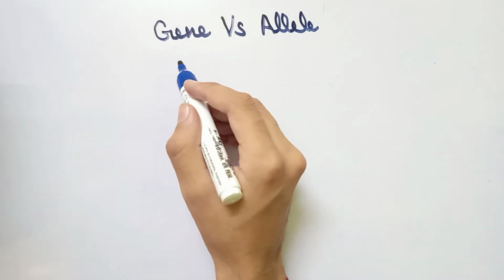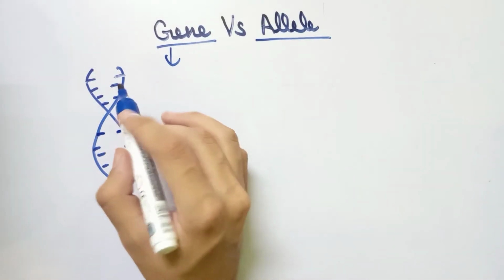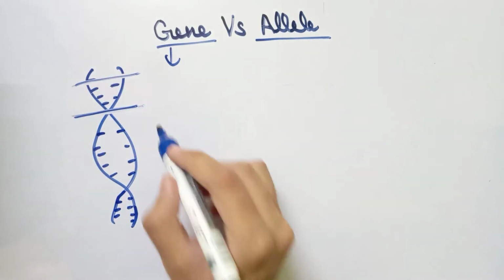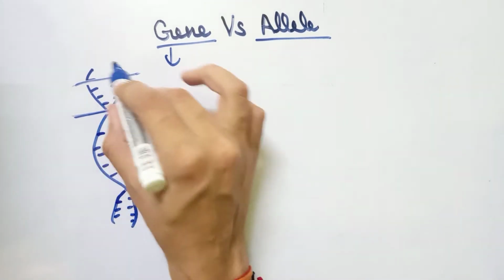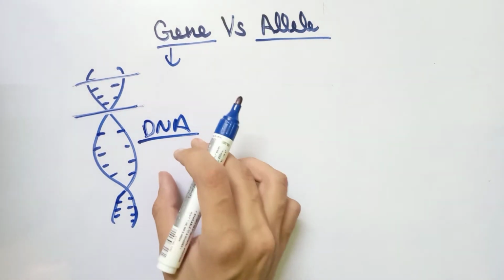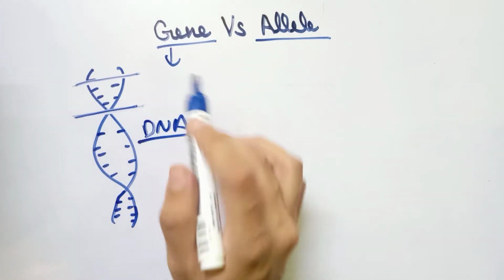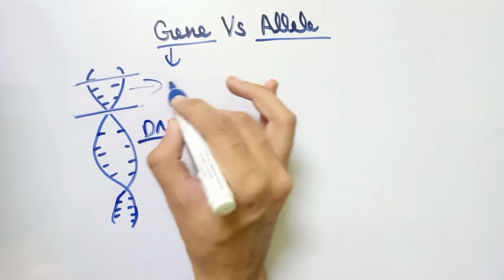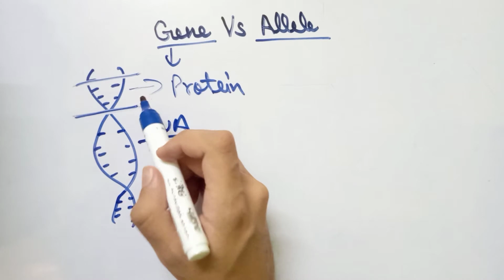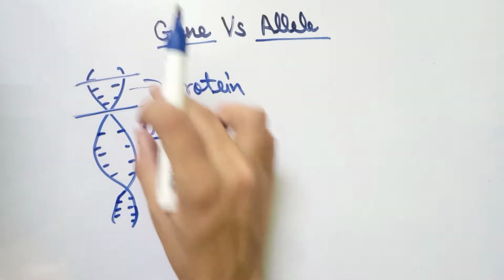Today we will discuss the difference between a gene and an allele. So basically, a gene is a part of a DNA. DNA is this double helical molecule, and you may know that DNA is also the genetic material of our body or the cell. The gene is basically a part of a DNA which can be transcribed into an mRNA and then into a protein. All of this happens with the process of transcription and translation. So this is basically a gene, which is a part of a DNA.